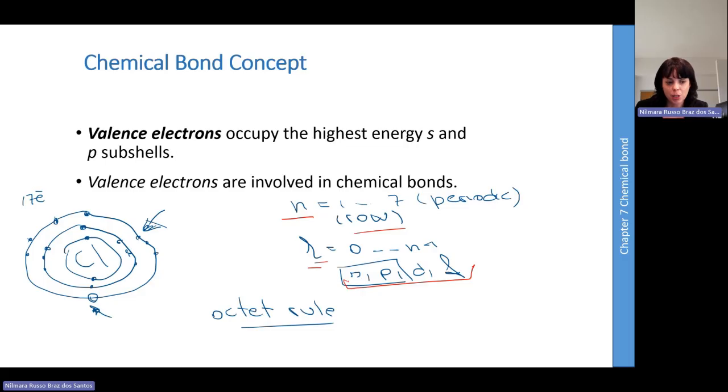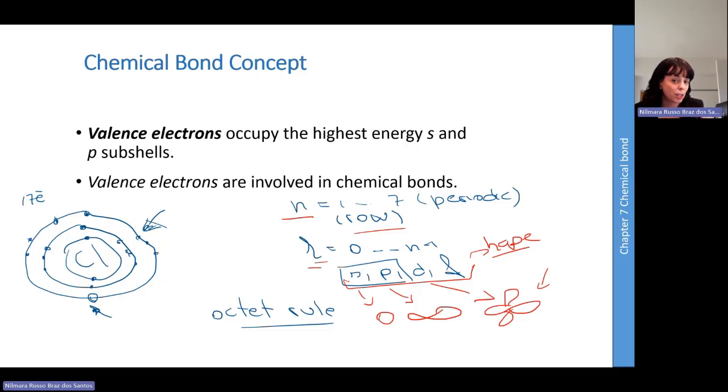In each level, we have one or more sub-levels or subshells, which normally we label with letters instead of numbers. S is the 0, and this represents the shape of the orbital. So we have S, P, D, and F, which will be weirder than this. It's the area where you have a high probability of finding the electrons.